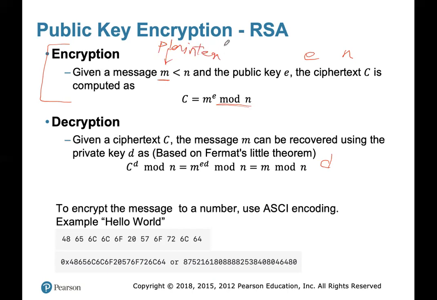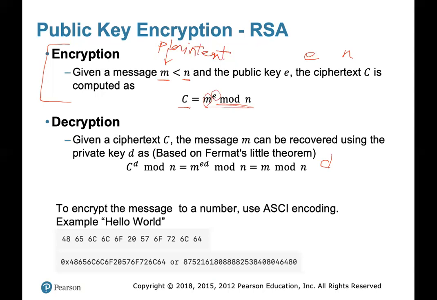Our plain text should be smaller than n, which is the multiplication of the two prime numbers. And we encrypt it this way. We just take m to the power of e mod n. This is the encryption process. That's it. It's this easy. You just take m to the power of e and take the remainder in modulo n, and that's going to be our ciphertext.